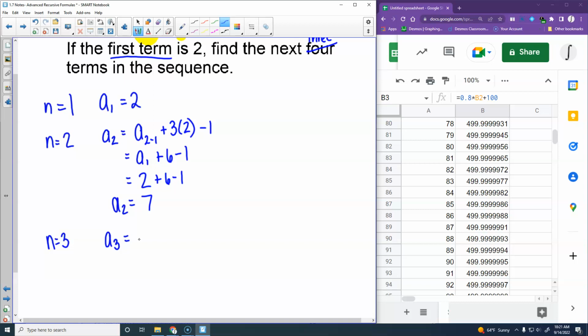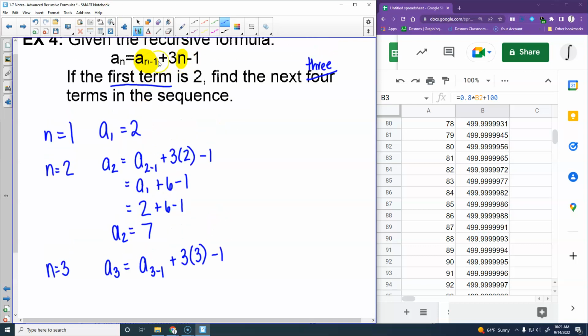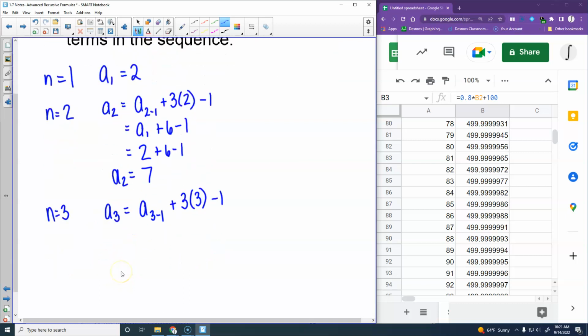So you'll still have to do all of this work to get a sub 4, but it'll be very clear which one you have to give as your answer. So here, all my n's become 3's this time. So it's going to be 3 minus 1 plus 3 times 3 minus 1. So everything that was in this formula here, all the n's become 3's because now we're looking for a sub 3.